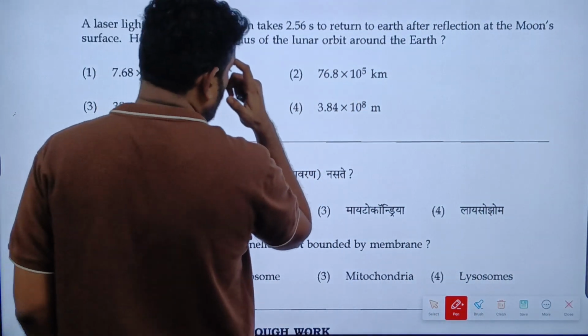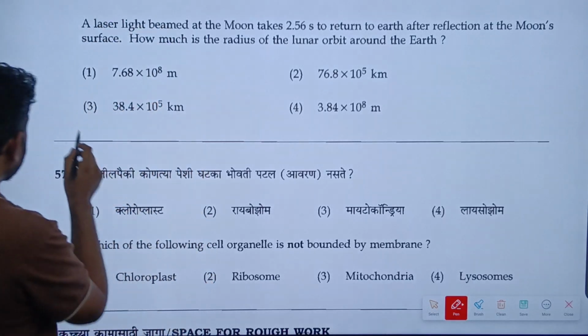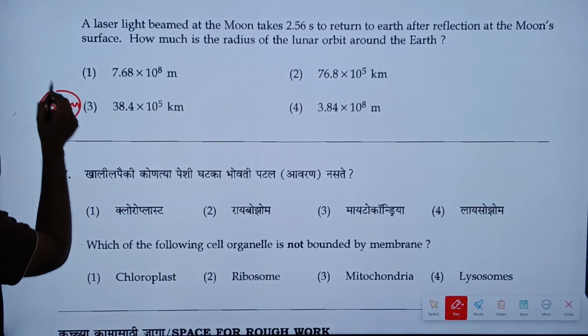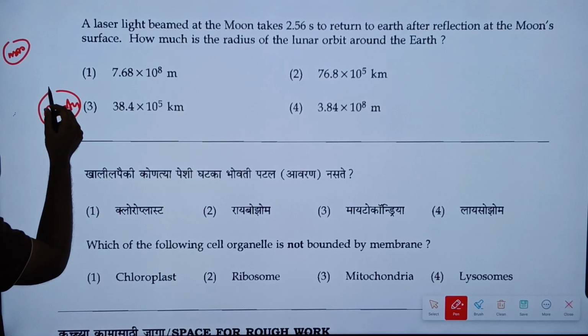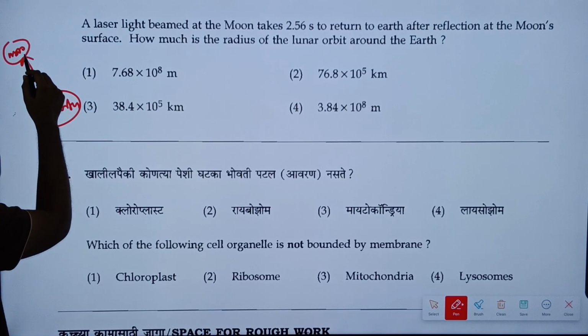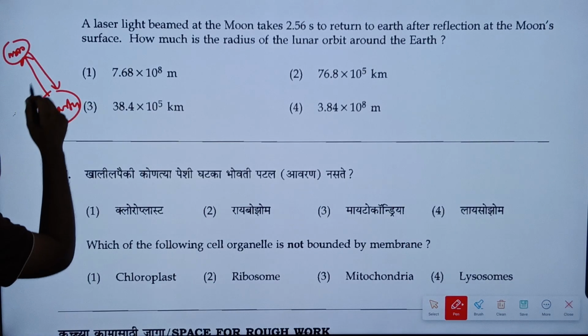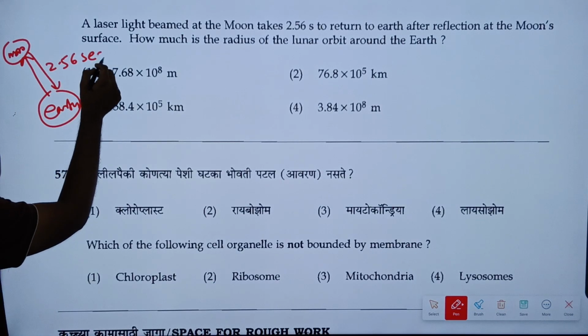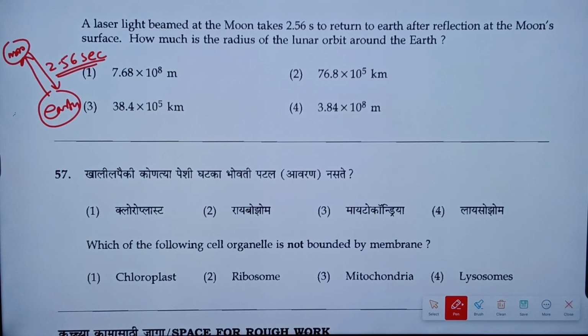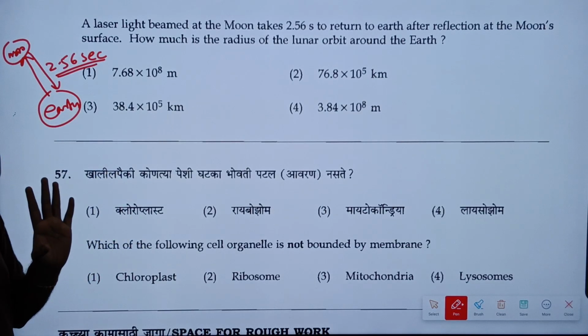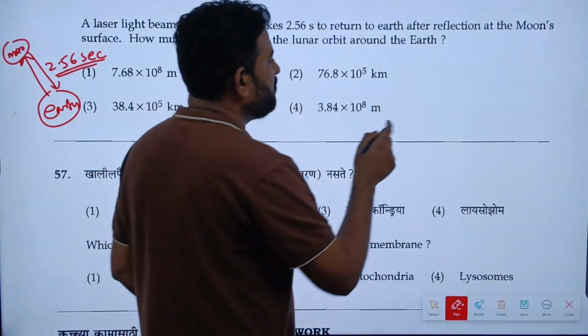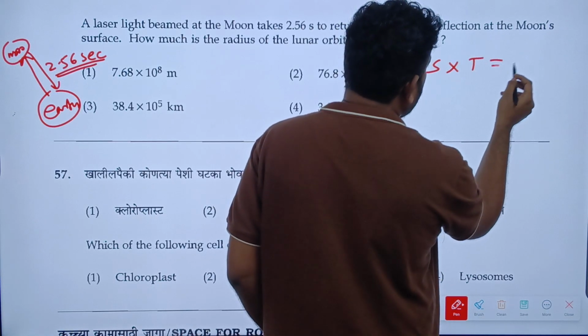A laser light beam sent to the moon takes 2.56 seconds to return to Earth. Earth, moon. One laser light beam goes to the moon, reflects and returns to the Earth after reflecting. The timing is 2.56 seconds to return after reflection. So, the time of incidence and reflection both are included here.